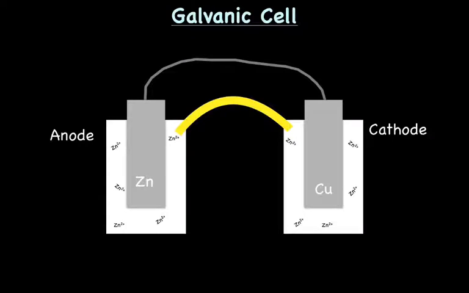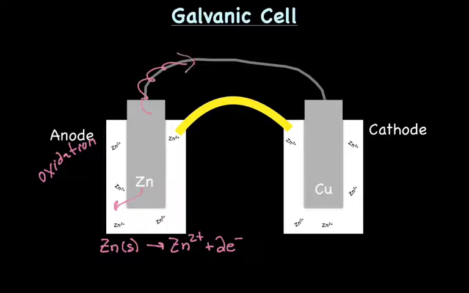Okay, let's do a really quick review on a galvanic or a voltaic cell so we can contrast that with electrolysis. At the anode, this is where oxidation occurs. And at this anode here, we're going to start with zinc metal, which is going to oxidize, producing zinc ions and 2 electrons. The zinc ions and the electrons go up that way.